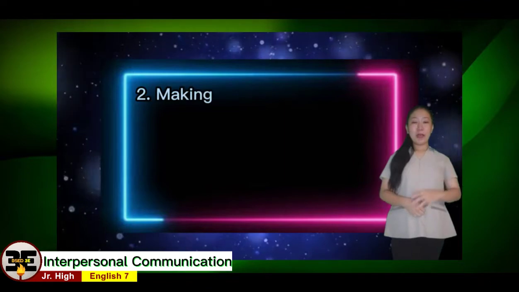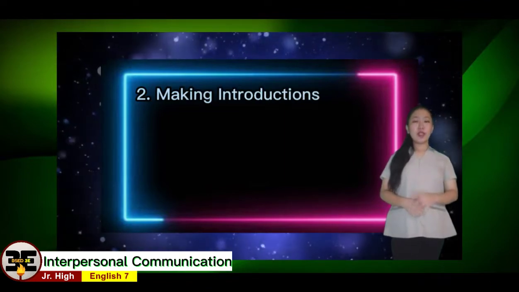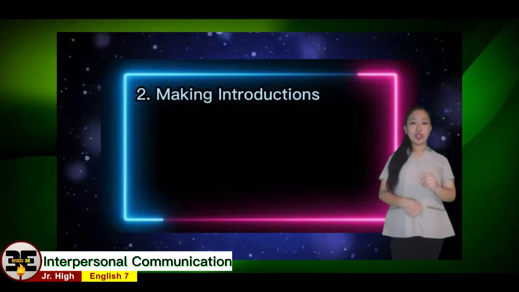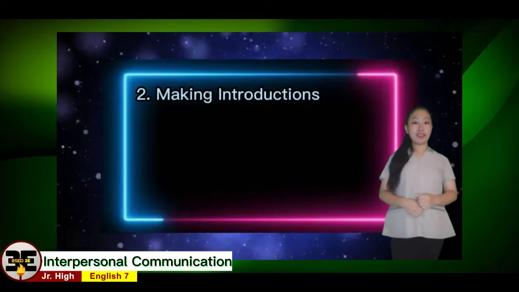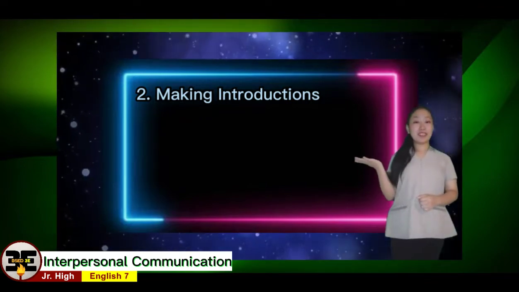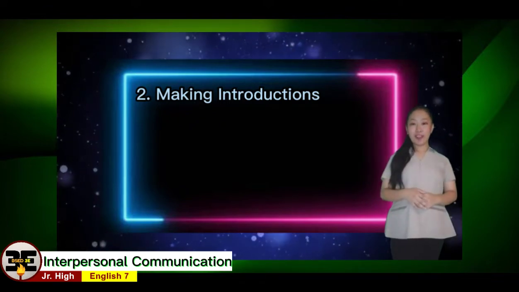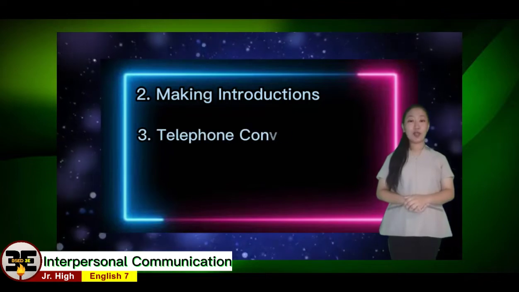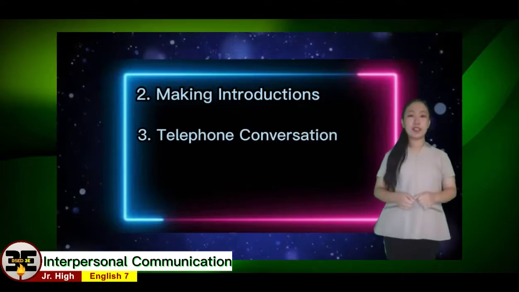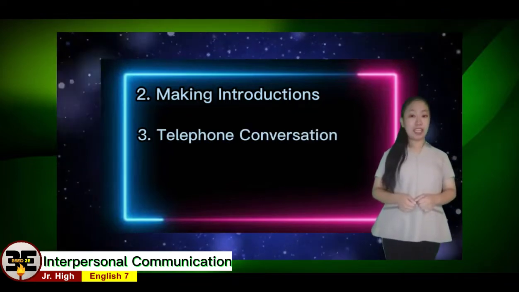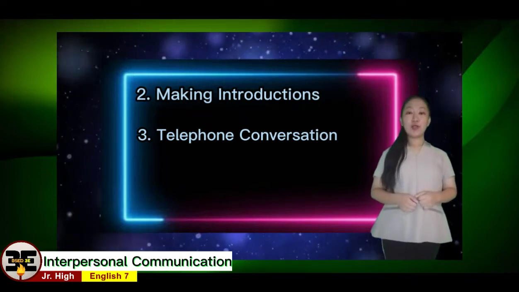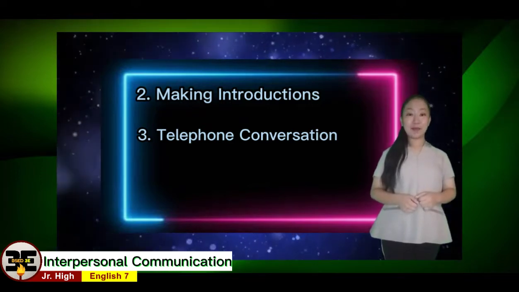Number 2, making introductions. When you are having a conversation with your friend and your cousin, you need to introduce your cousin to your friend. Like, she is my cousin. She also wants to be your friend too. Number 3, telephone conversation. In a telephone conversation, you need to speak clearly and get to the message. And you also need to respect the caller's time.